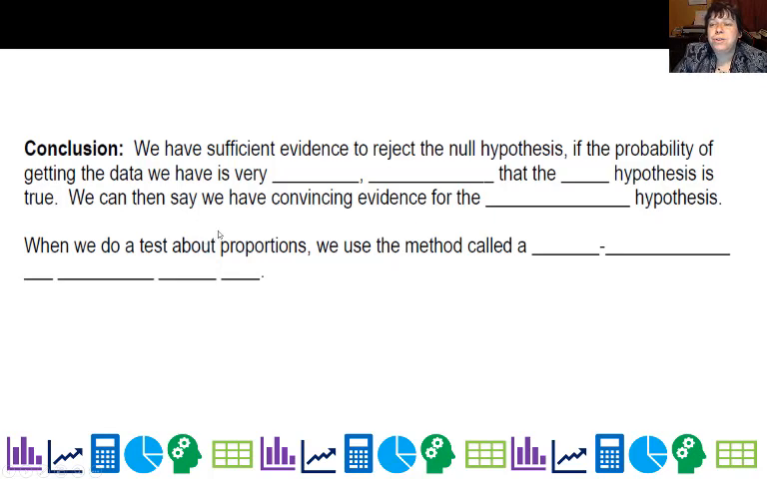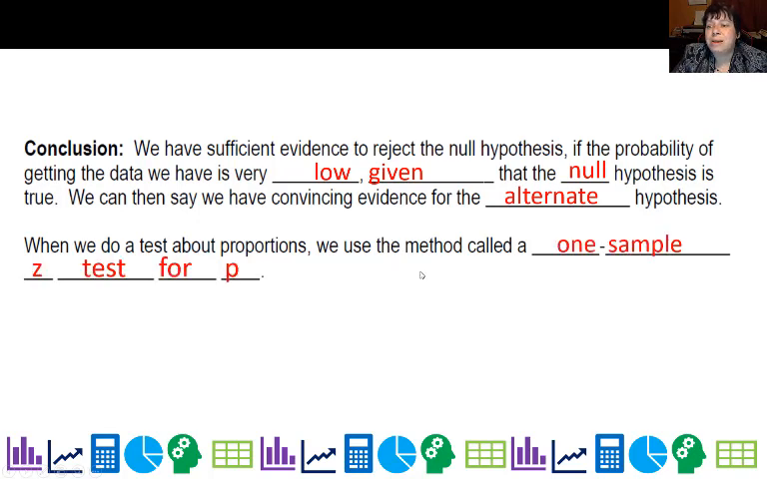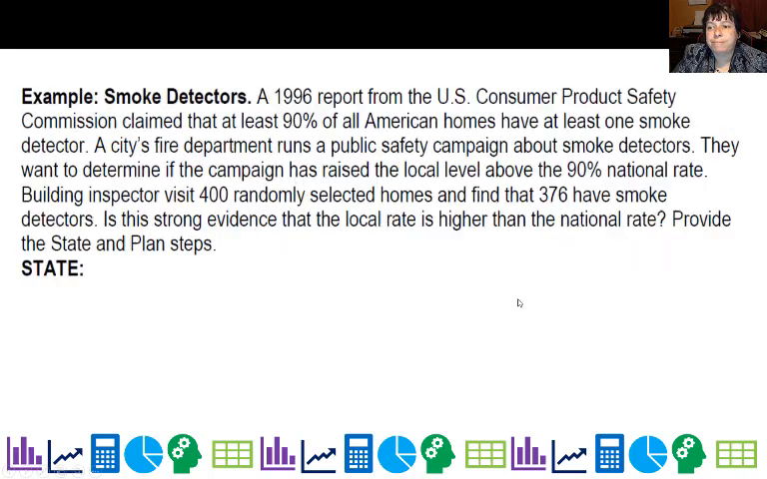So, our conclusion: we can make a conclusion that we have sufficient evidence to reject the null hypothesis if the probability of seeing what we saw is very low, given that the null hypothesis is true. We can then say that we have convincing evidence for the alternate hypothesis. When we do a test about proportions using this method, we call it a one sample z-test for p. So make sure when you're writing your plan, that's what you're putting down.